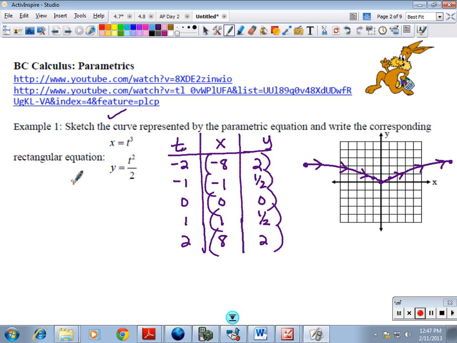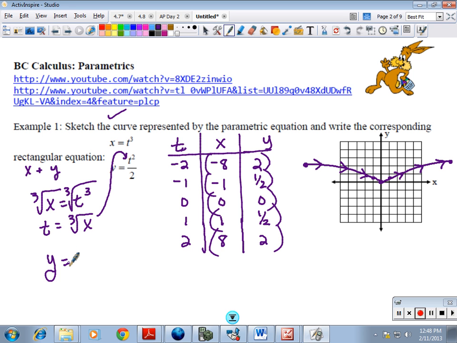Write the corresponding rectangular equation. To write the rectangular equation, rectangular means in terms of x and y. So, can I maybe solve one of the equations for t and plug it into the other one where the t is? Sure. So x equals t cubed would be the easiest to solve because I can just take the cube root of both sides. So t equals the cube root of x. I'm going to then proceed to take this and put it where the t is. So y equals t squared over 2, but t is the cube root of x. So my equation is y equals, just to clean that up and make it prettier, x to the 2/3 over 2. Example 1.